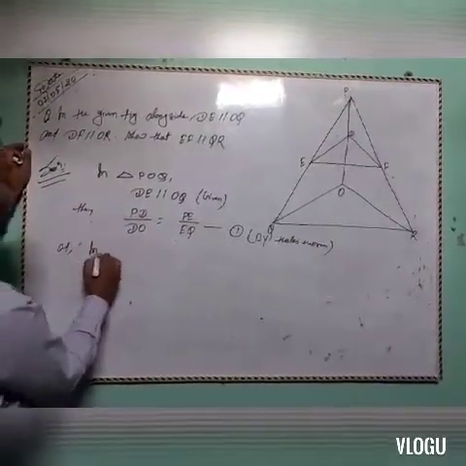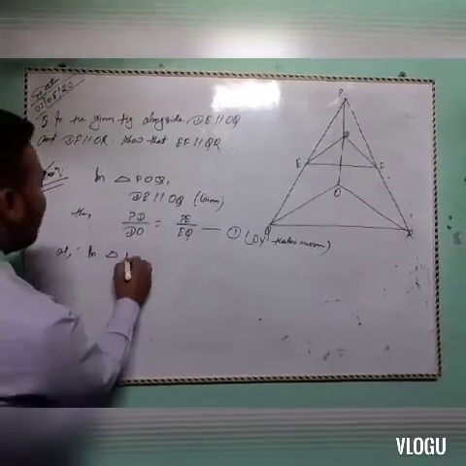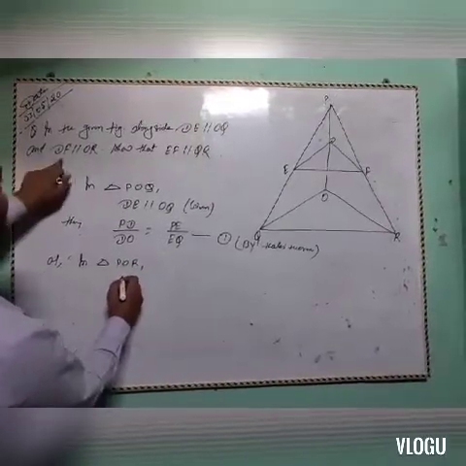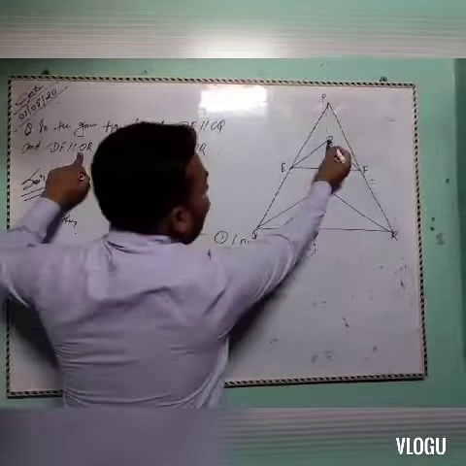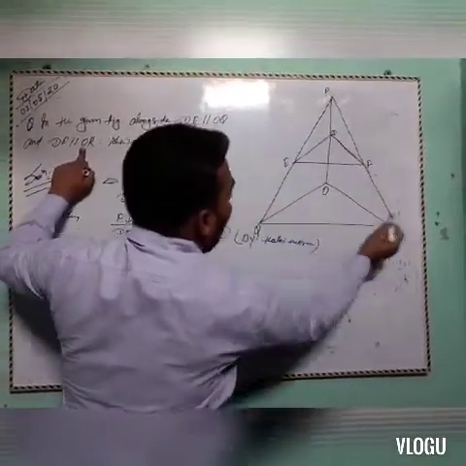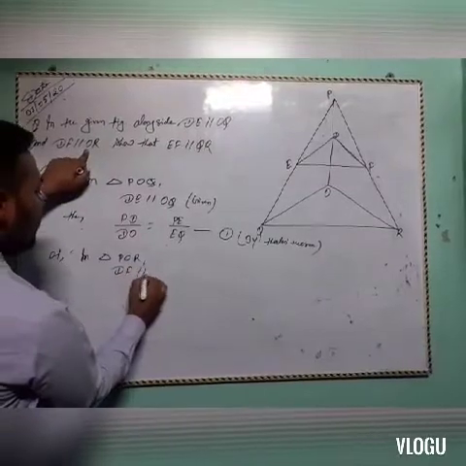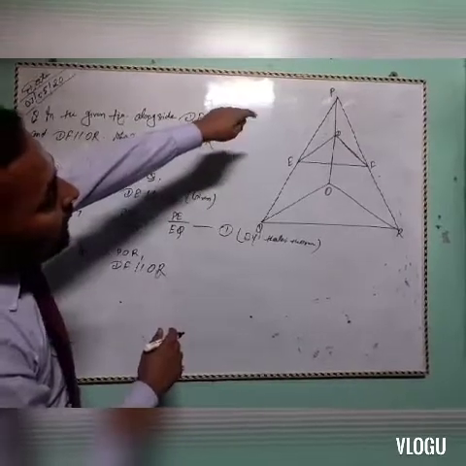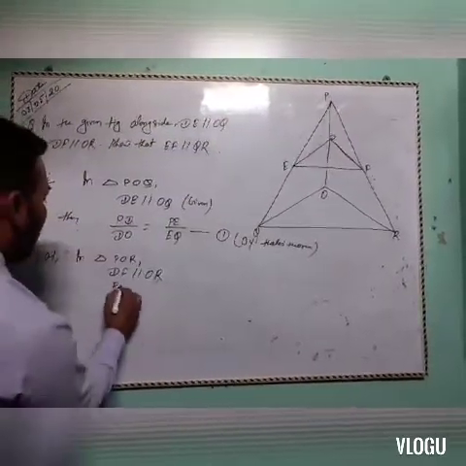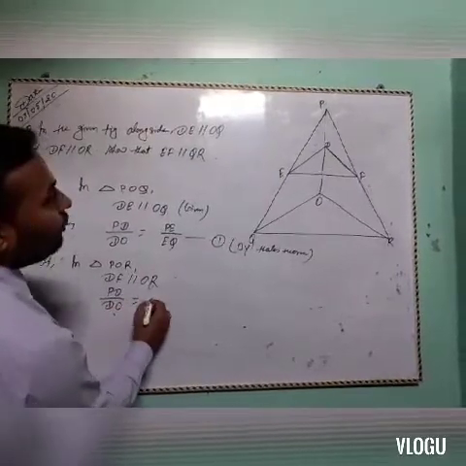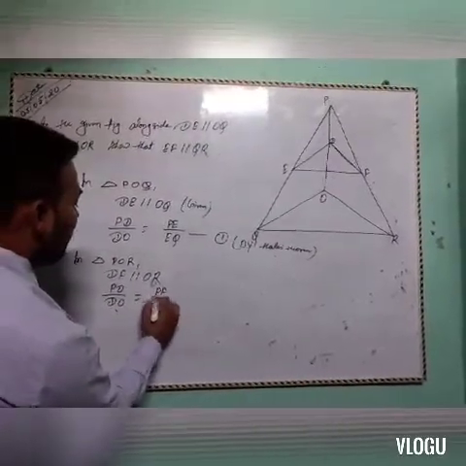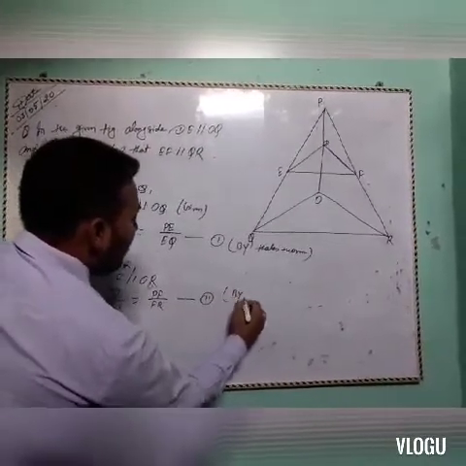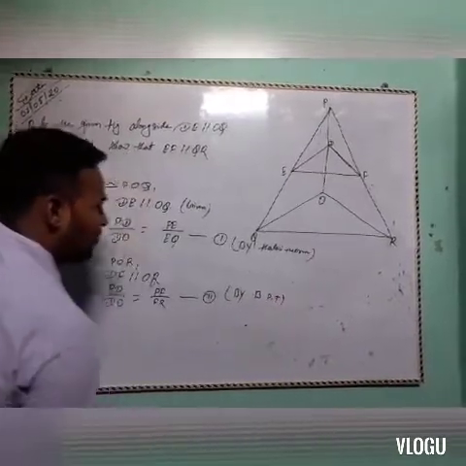And now in triangle POR, DF is parallel to OR. So we write PD by DO equals PF by FR. Equation 2, by BPT. BPT or Thales theorem, both are the same.